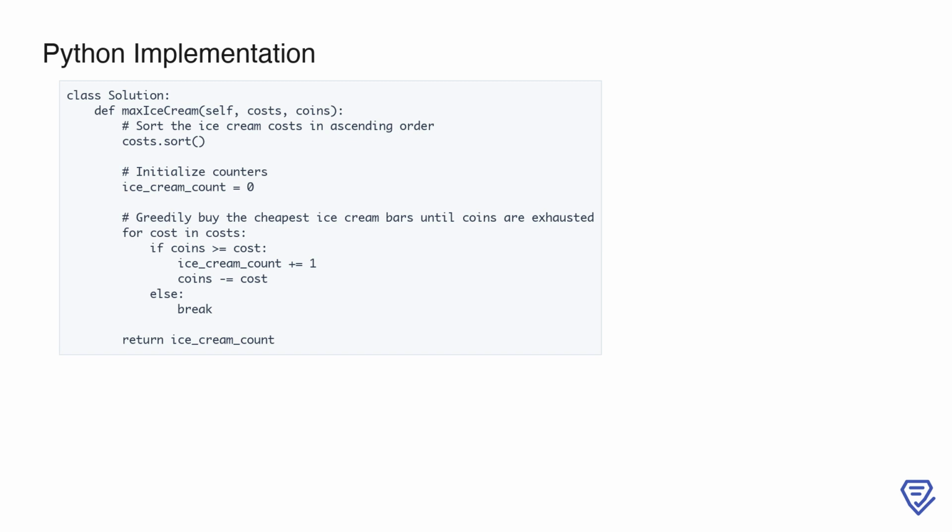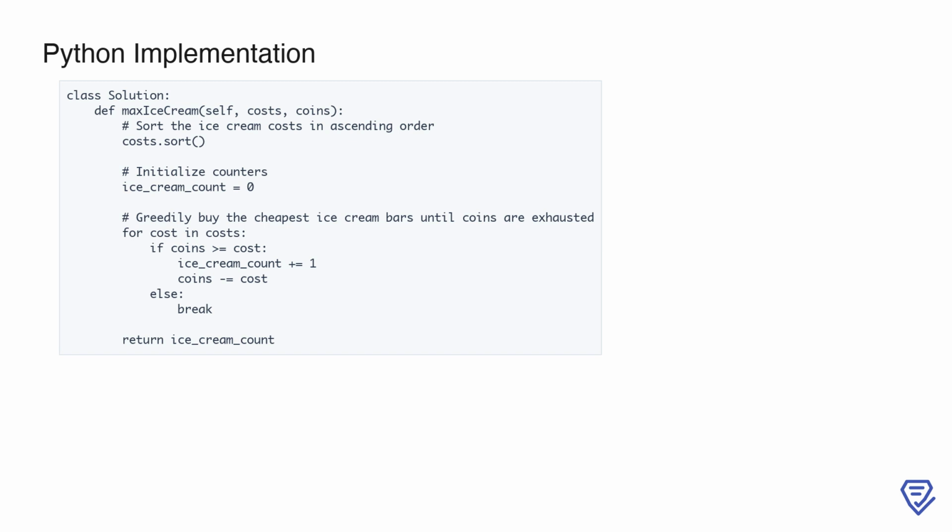3. Iterating through costs. Using a for loop, we iterate through the sorted list of ice cream costs. For each cost, if the remaining budget, coins, is greater than or equal to the current cost, we purchase the ice cream bar. This involves incrementing the ice_cream_count by 1 and reducing the budget, coins, by the cost of the ice cream. If the budget is insufficient to purchase the current ice cream, we break out of the loop since all subsequent costs are higher, due to the sorted order.